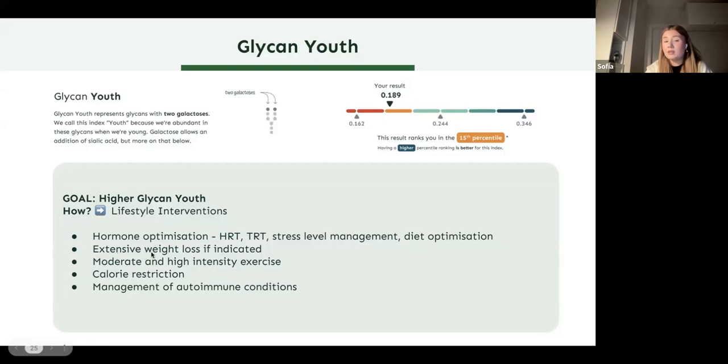We might have to look at losing weight if indicated, obviously if their BMI is higher than it should be. We could introduce moderate and high intensity exercise if this is something that your patient is not doing, introduce calorie restriction, and also manage any existing autoimmune conditions, or start treatment on autoimmune conditions which haven't been diagnosed previously.